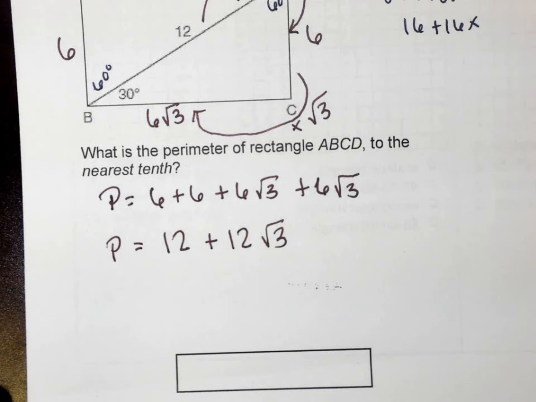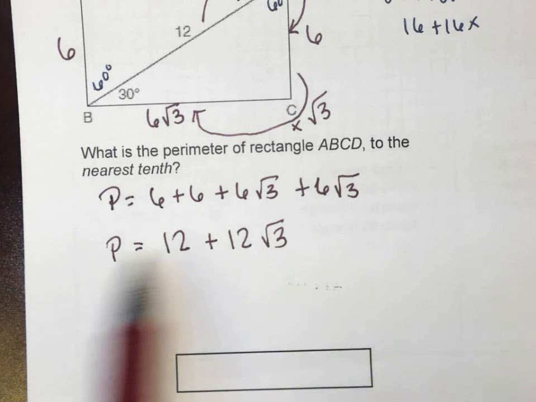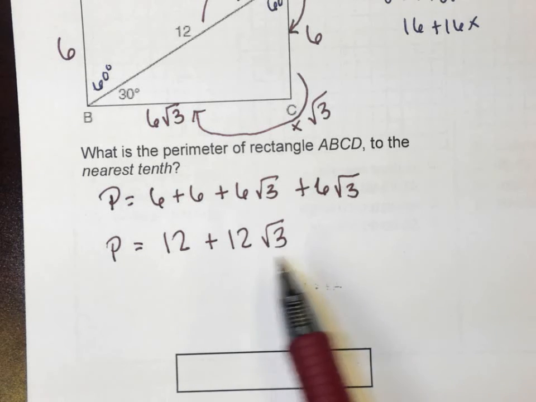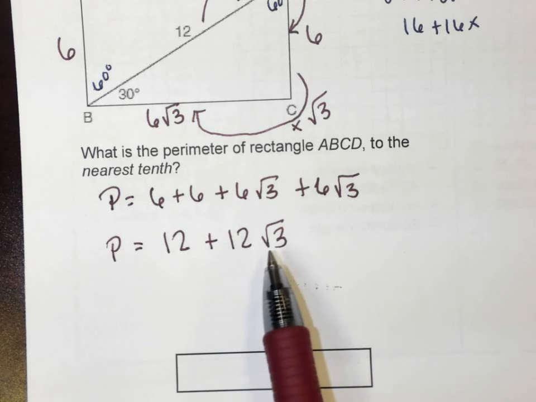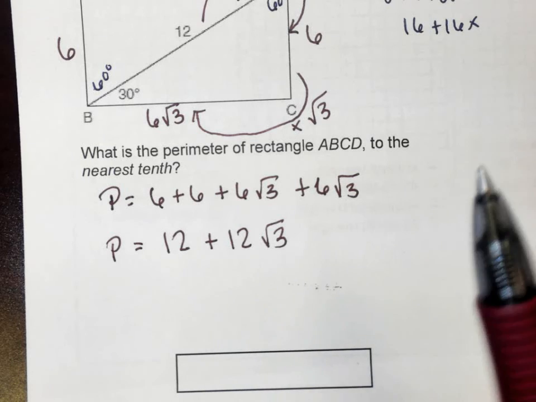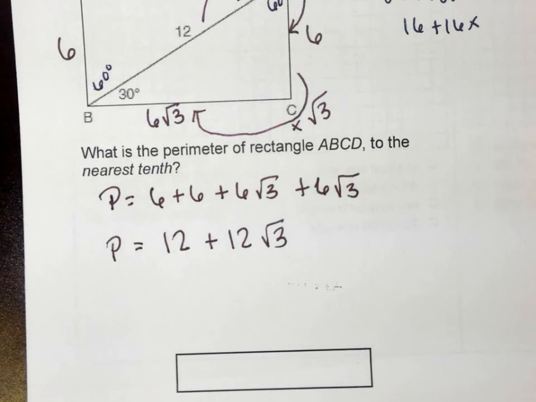But they asked for the decimal, so we can work this all the way out. To work it all the way out, though, you got to do the order of operations. You can't do 12 plus 12 because that's not order of operations. You need to do this part first. You take square root of 3, get that decimal, and then times that by 12. What's my calculator at that you said you were going to bring back to me?